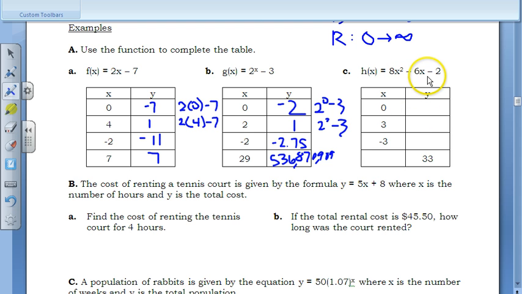So when there's two x's in your function, you have to put the number in for both of them. So this one would be 8, 0 squared minus 6 times 0 minus 2. The next would be 8 times 3 squared minus 6 times 3 minus 2.